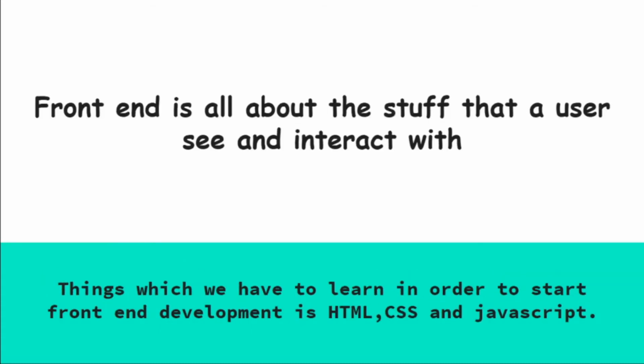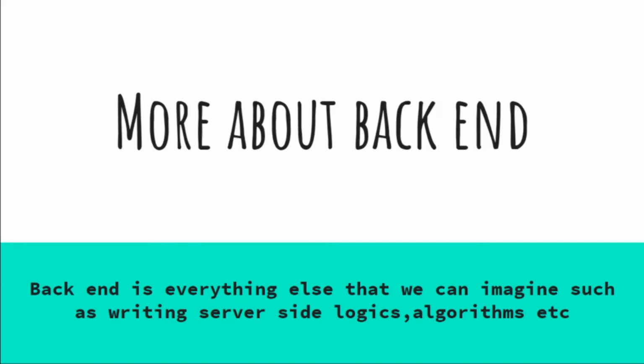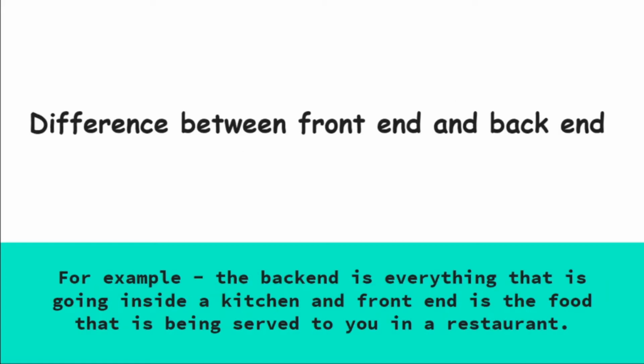So front end is all about the stuff that a user sees and interacts with. For front end, we have to learn HTML, CSS, and JavaScript, and we will be focusing on HTML first. Back end is everything that we can imagine other than styling our website. For example, consider a restaurant. The back end refers to everything that is done inside the kitchen, and the front end is the food that is being presented to you.